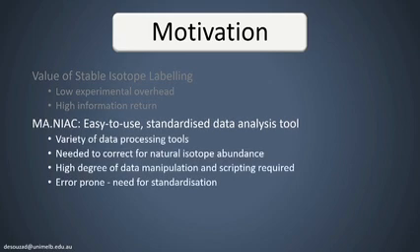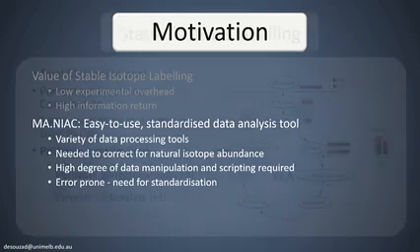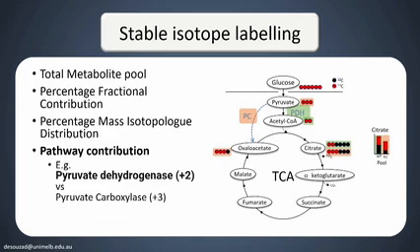So really what we wanted then is a really easy to use standardized data analysis tool that really outputs all the sets of information with very little handling and error-prone kind of steps. So what we've put together is really just a variety of data processing tools with the key aspect of needing to correct for natural isotope abundance. So as James has already taken you through, stable isotope labeling has an abundance of information.